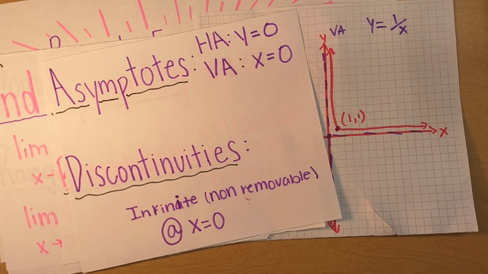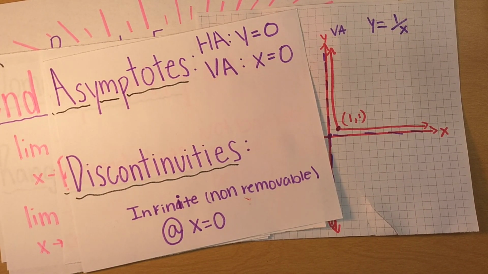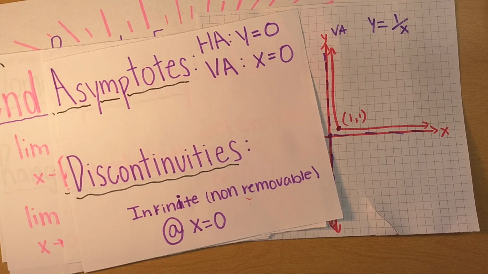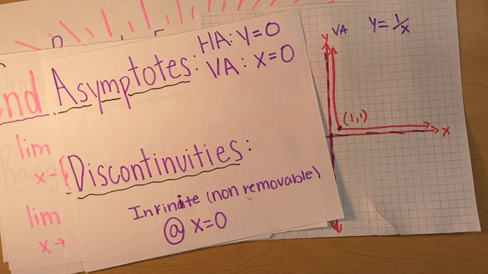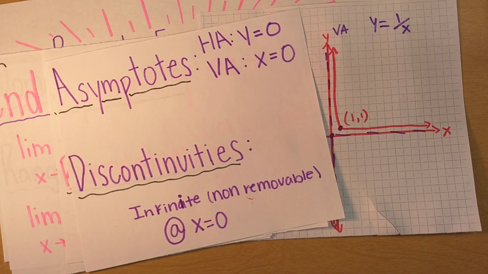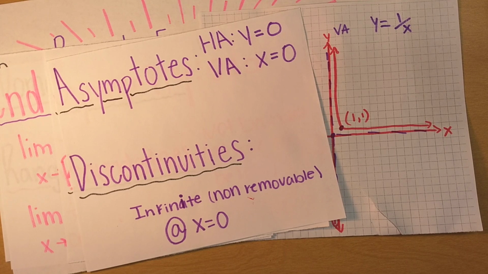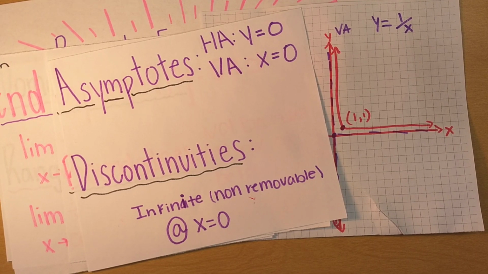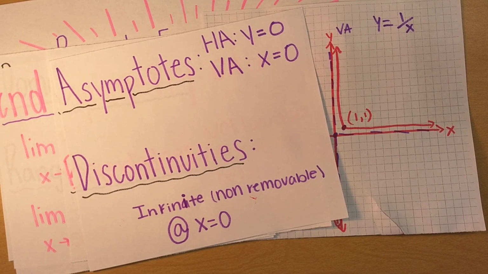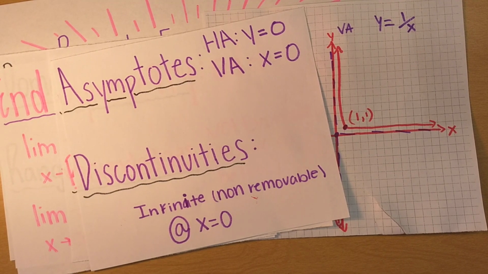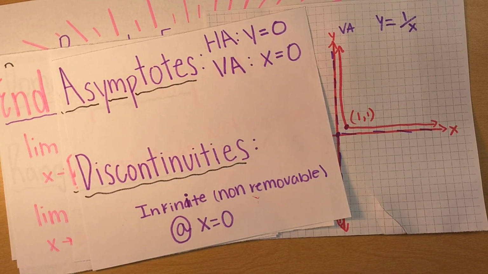The function has a horizontal asymptote of y equals 0, as well as a vertical asymptote of x equals 0. As for discontinuities, we have an infinite gap because every number from negative infinity to infinity is included besides 0. Since 0 is not included, that is where the hole is located, or rather, asymptote.